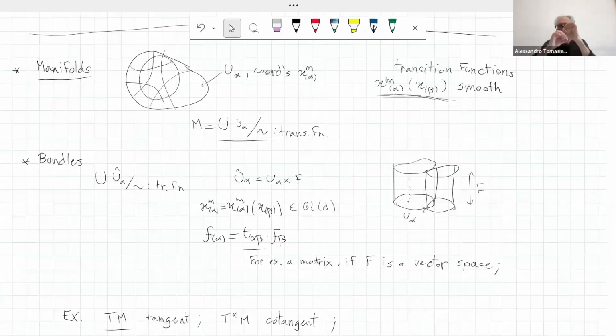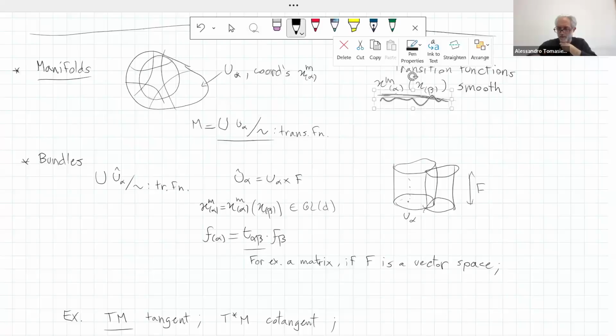You just glue, according to some laws, pieces of R to the n, and the reason this is a good idea is that we know anyway how to do geometry, how to define vector fields and so on in any coordinate system. So changing from one coordinate system to another in any way we like is something we know how to do.